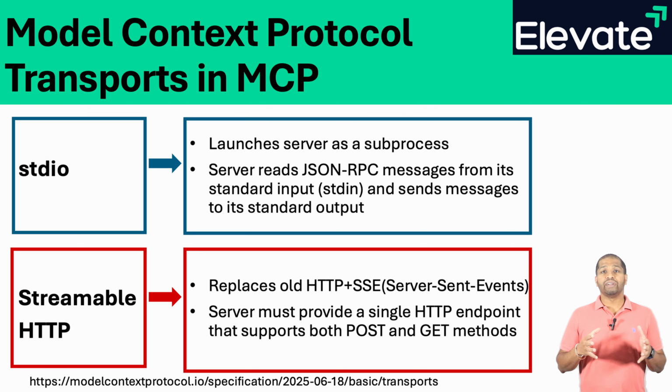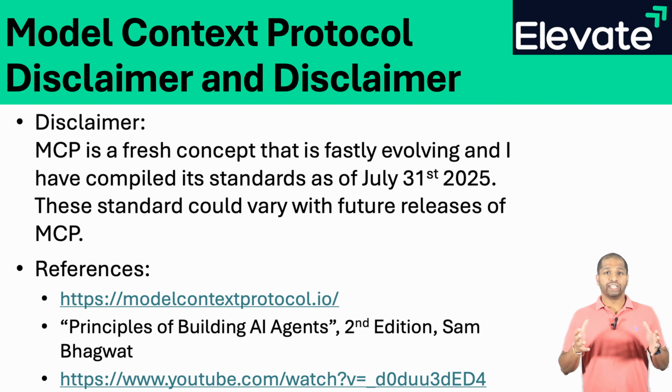The last concept that we are going to discuss is transports in MCP. When you create your server locally as a sub-process, you need to use standard input-output as the transport, where the server reads JSON-RPC messages from its standard input and sends messages to its standard output. If you are calling remote servers, then use streamable HTTP as the transport, which is a replacement for HTTP plus SSE. This transport enforces that the remote server must provide a single HTTP endpoint path to support both POST and GET methods.